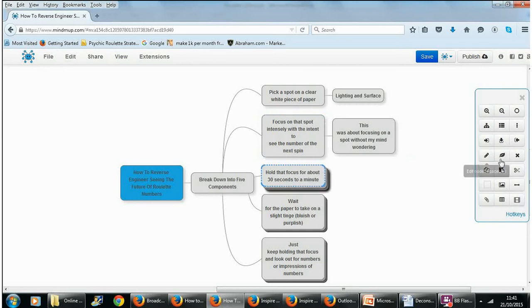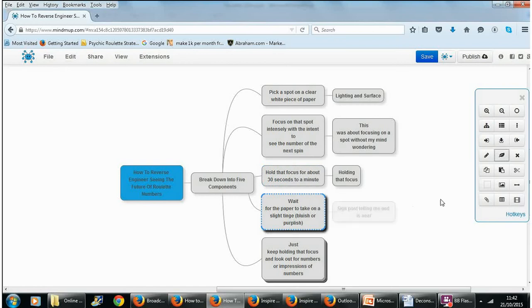The third one was basically about holding that same focus, keeping my mind there, but for an extended period of time, 30 seconds to a minute. And again, I used various different meditational practices. The best one I found was candle focus, and that allowed me to keep my mind in one spot for 30 seconds to a minute.